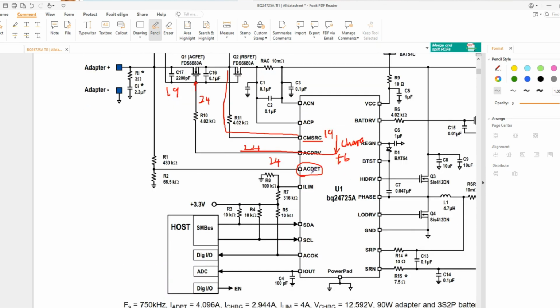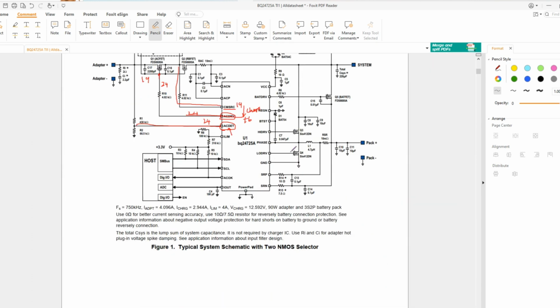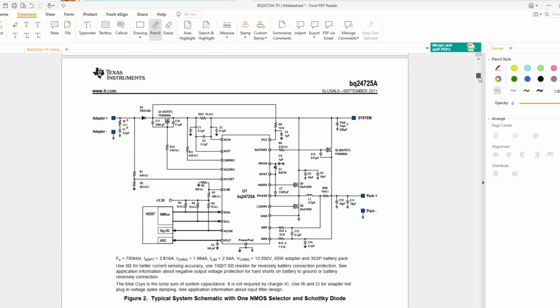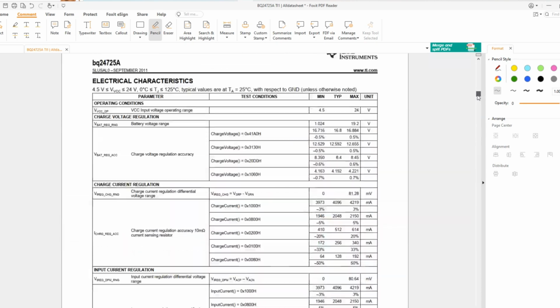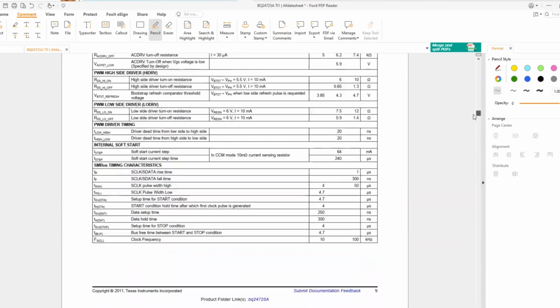So very important is the AC detect pin. We should have a certain voltage on this pin in order for the charger IC to send the AC drive voltage as 24 volt. Okay, right. So if you go down to the pinout details, more details.